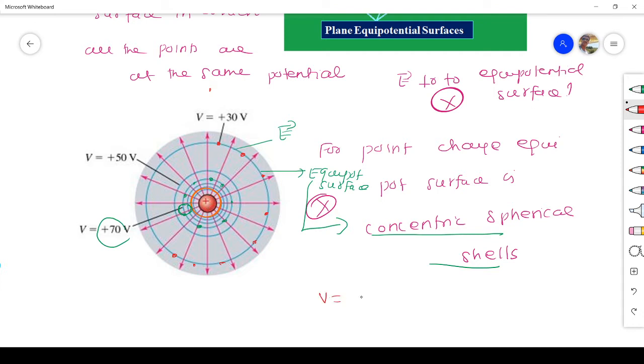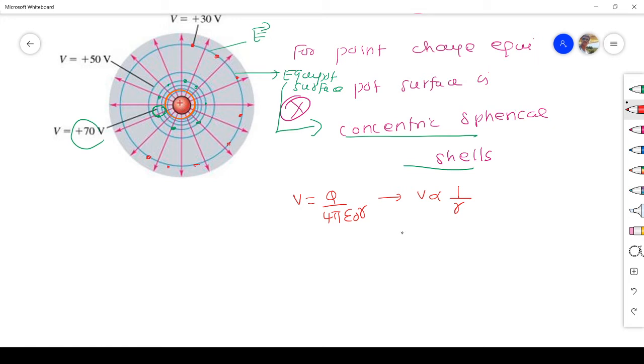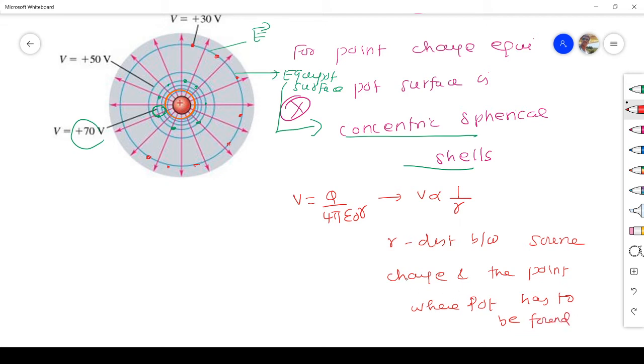We know that the potential due to a point charge is given by Q by 4 pi epsilon naught R. From this, we understand V is inversely proportional to R. What is R? R is the distance between the source charge and the point where the potential has to be found. So from here to here, this is R. If R increases, V decreases, because they are inversely proportional. That means when the distance between the source charge and the potential point is increased, the potential will decrease.